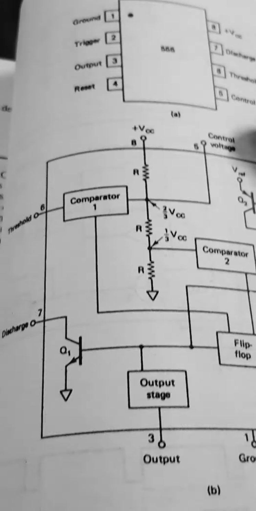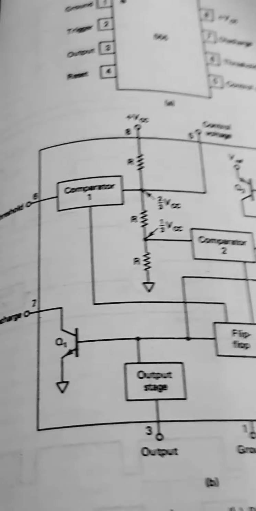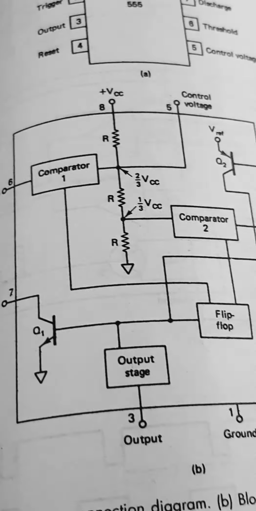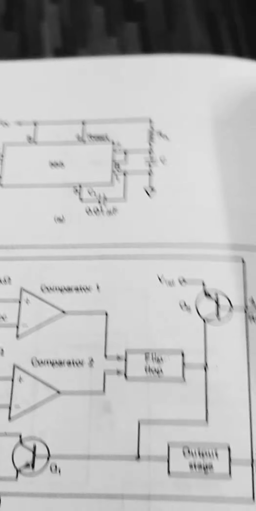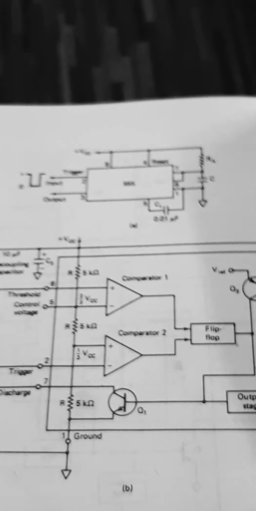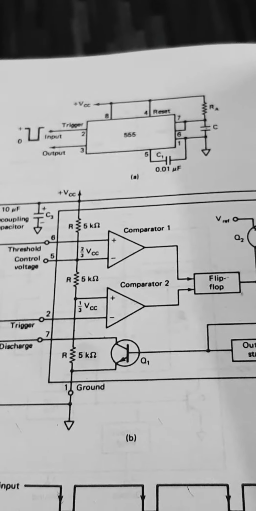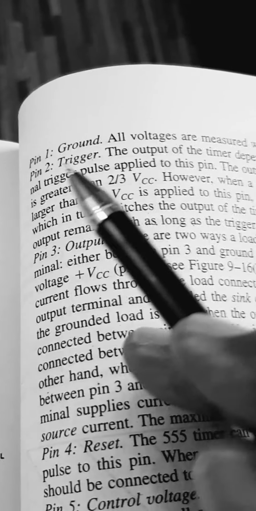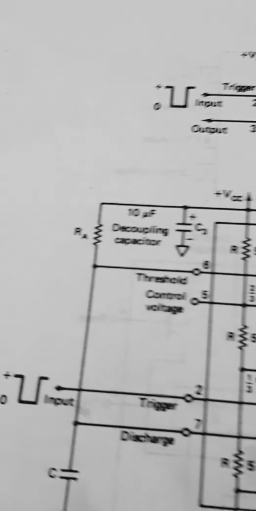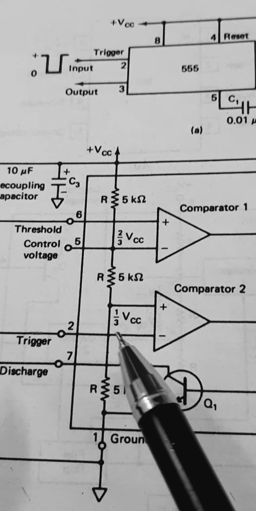Now we will see each pin in detail. This is a circuit of astable. We will see it after this, but we will familiarize ourselves with the pins. Now pin 1 is ground, pin 2 is trigger. So here, as you can see, pin 2 is trigger.